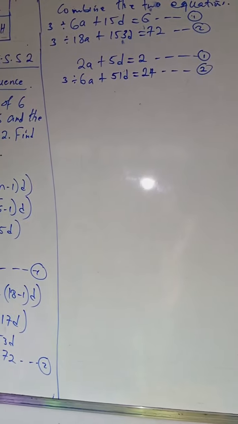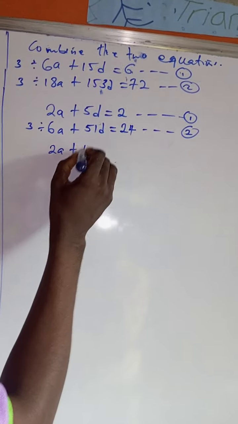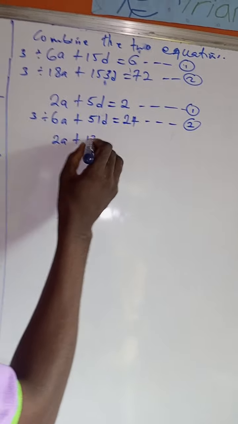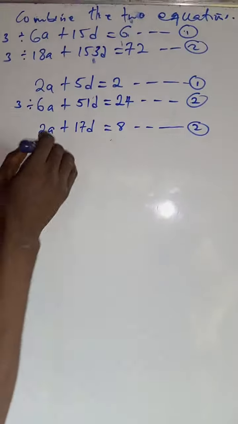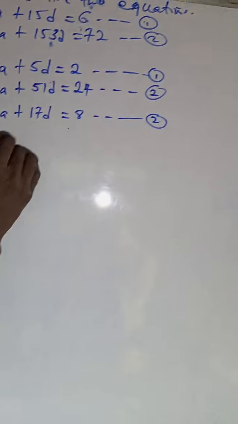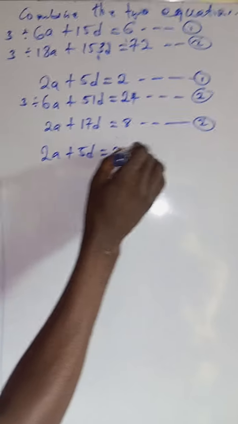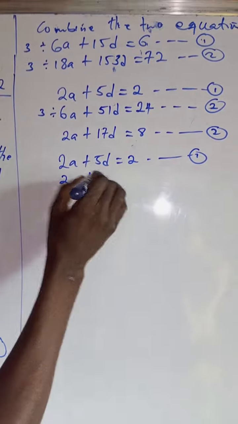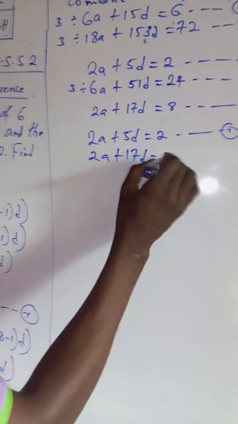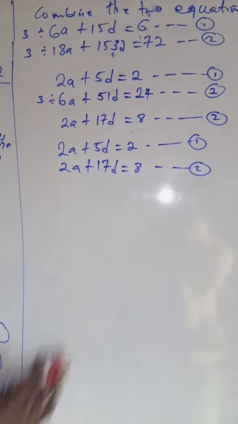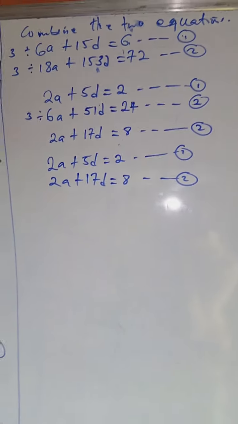So I can still divide equation 2 by 3. Of course, it's going to give me 2a plus 17d is equal to 8. It's still equation 2. So let me combine them. We have equation 1: 2a plus 5d is equal to 2, and equation 2: 2a plus 17d is equal to 8. So I have successfully reduced them to the minimum.